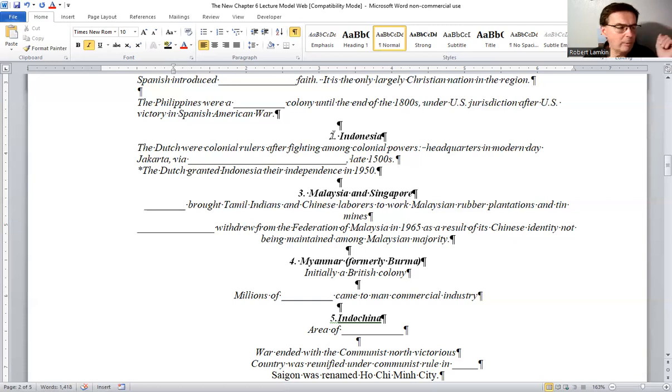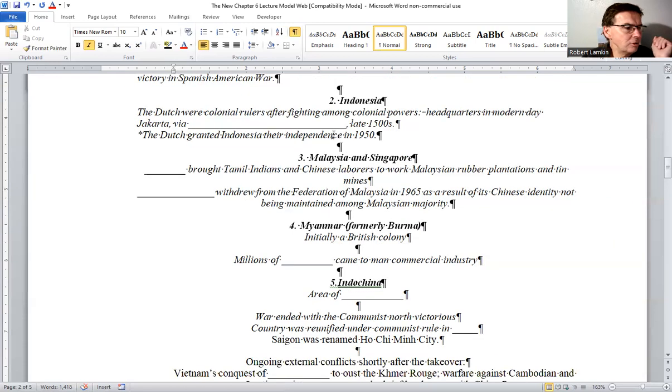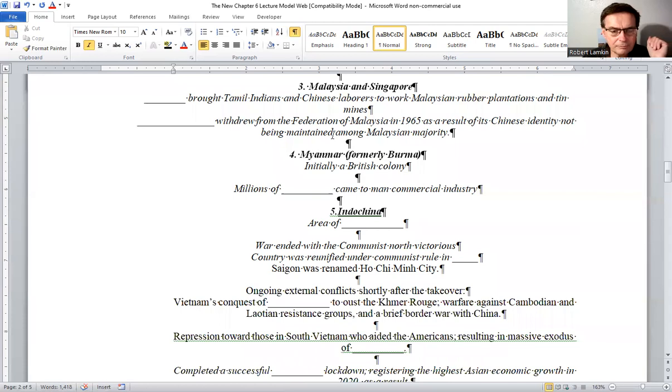Now, Myanmar, formerly Burma, was initially a British colony too. And you had millions of Indians who came to man the commercial industries there. At that point, India had become a British protectorate. So again, we know the large population there, and the British were using Indians to come over and help do the dirty work in some of these areas.